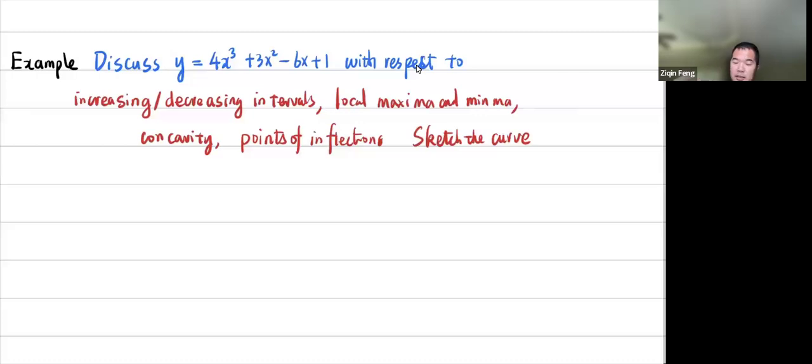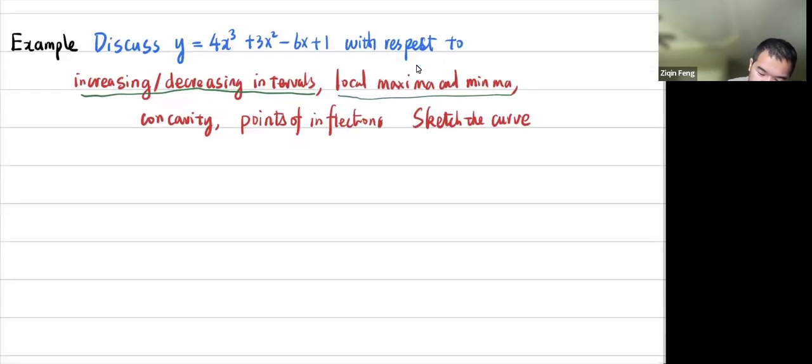Now let's try to do that, right? So increasing, decreasing intervals, that's corresponding to the first derivative being positive or negative. And at the same time, we can decide if you get a local maximum or local minimum at the corresponding critical points, critical numbers, right? So let's try to do that. So we start from finding the derivative. So y prime is 12x squared plus 6x minus 6, right?